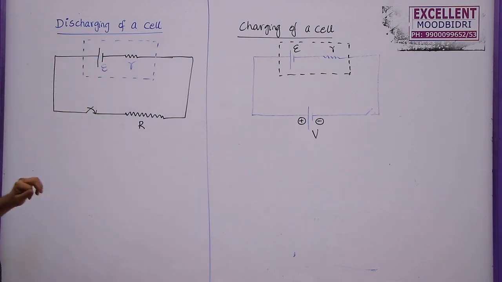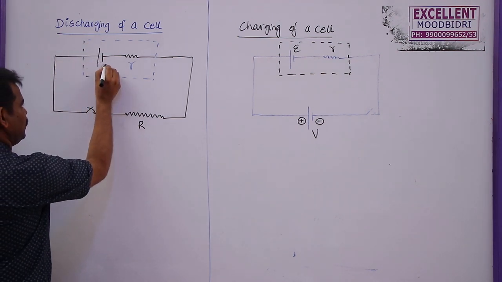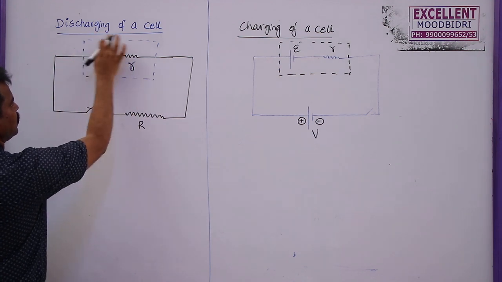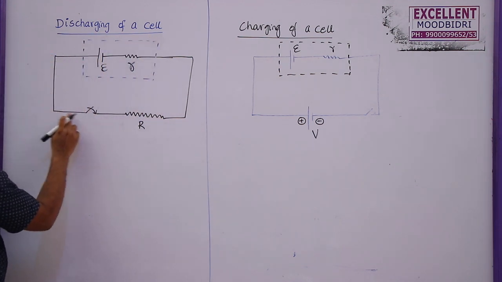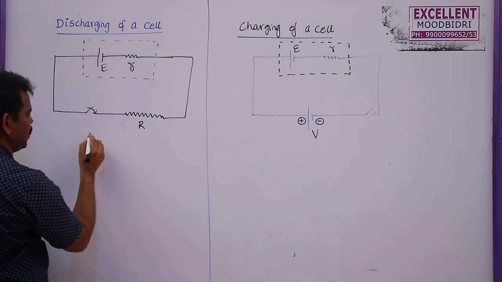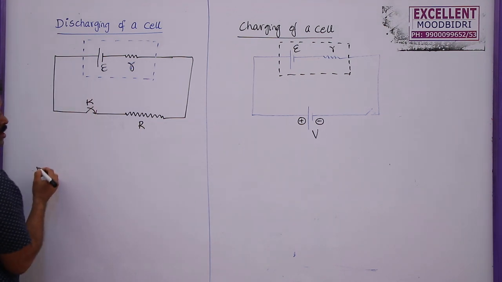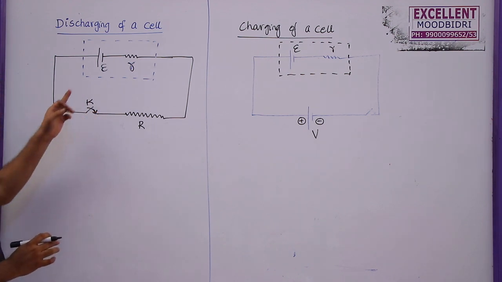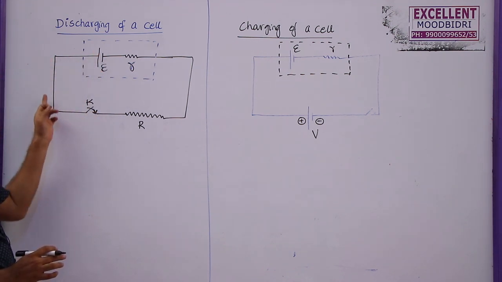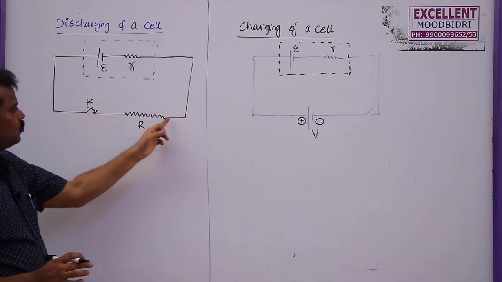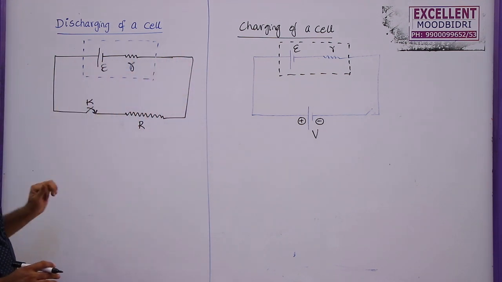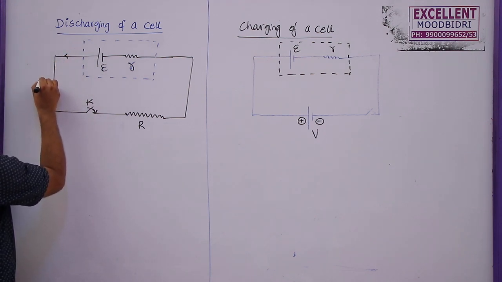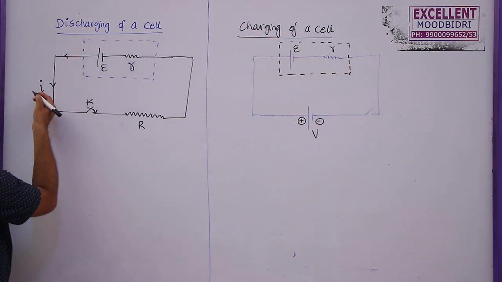Discharging of a cell. Here the cell has EMF E and internal resistance r. This is a cell here. It is connected to an external resistance of resistance R, and it is connected via a key. So when the key is closed, the current flows from the cell through the external circuit and once again enters into this cell. Let me take the current flowing through this circuit as I. So how to find out the I value here?